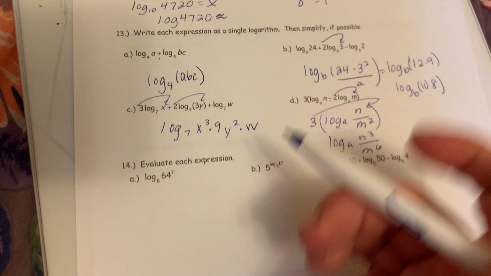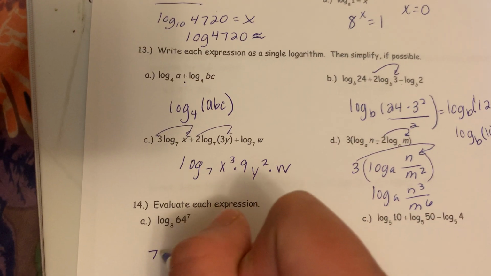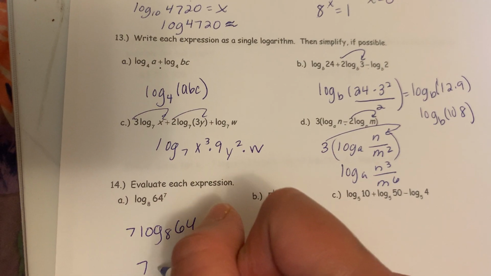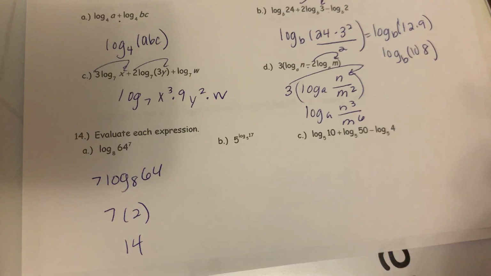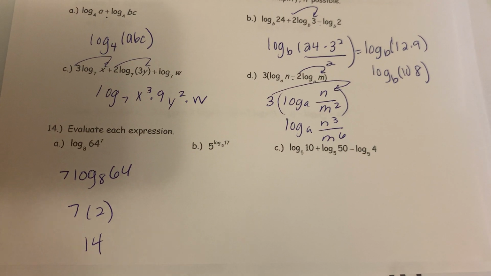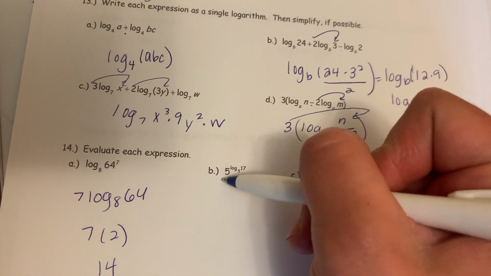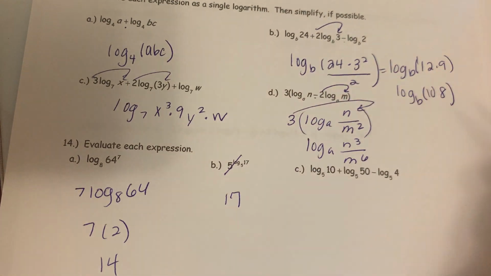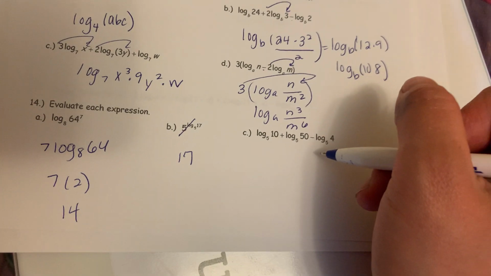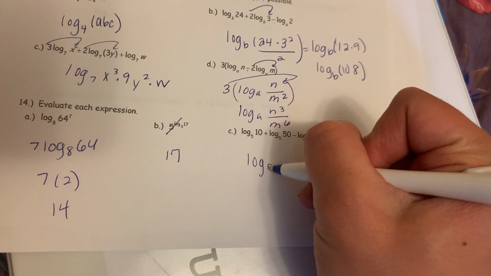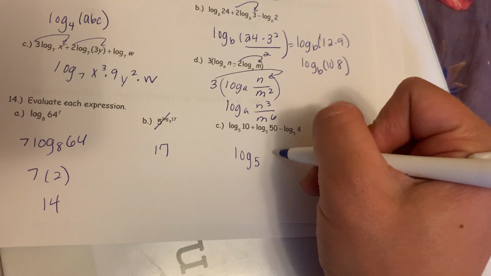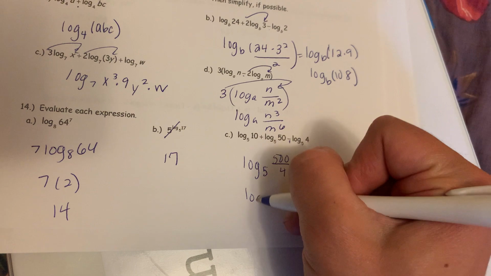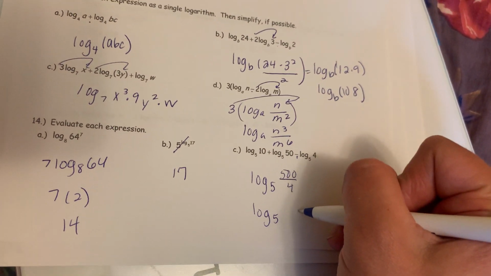All right. This one, you can move that 7 to the front. So 8 to what power gives you 64? 2. 7 times 2 is 14. Five log 5. We said before those are going to undo each other, so you just get 17. And this one, addition is multiplication. When you condense to get 1 log, 10 times 50 is 500. This is division, divided by 4. 4 goes into 5 once.